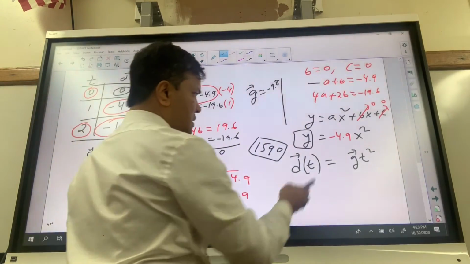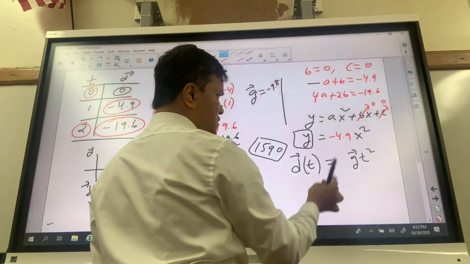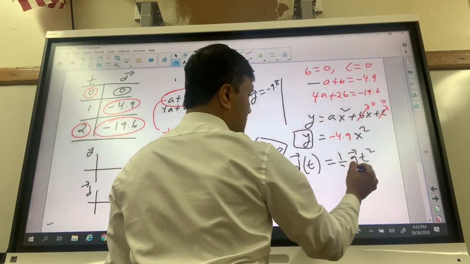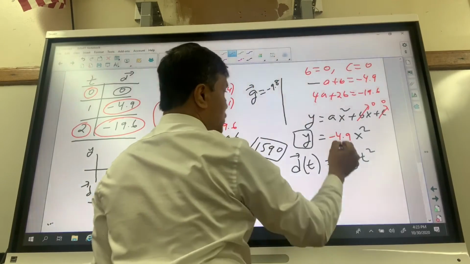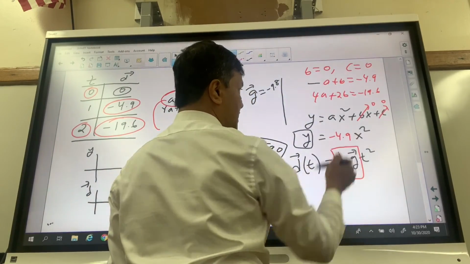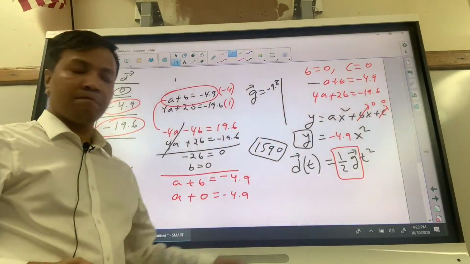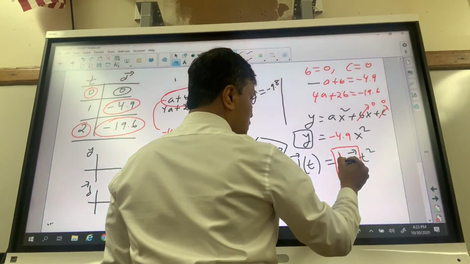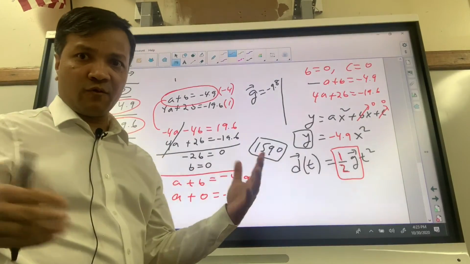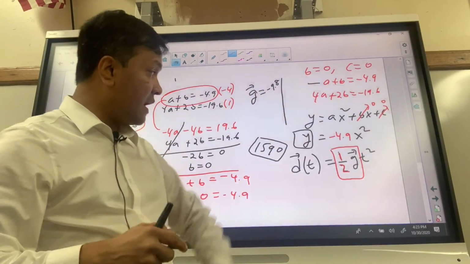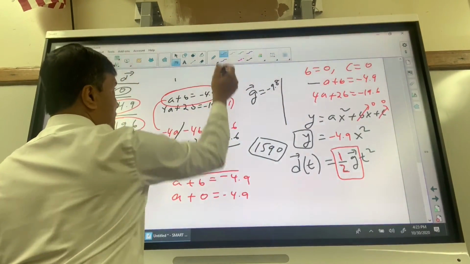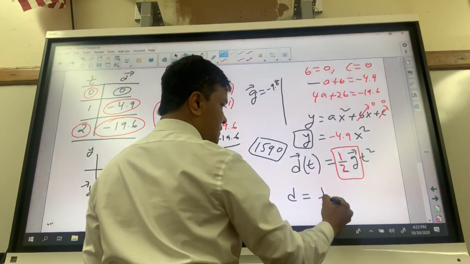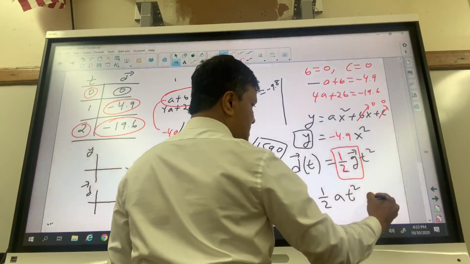So then what I have to put over here so that when you put them together they become negative 4.9? Half. So you have to put half, not 1/3, not 1/4, not any other number, exactly half. This is how he got this formula. d is equal to half g t squared. This is the simplified version.